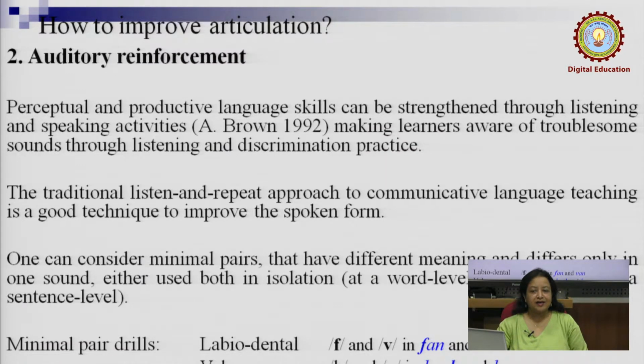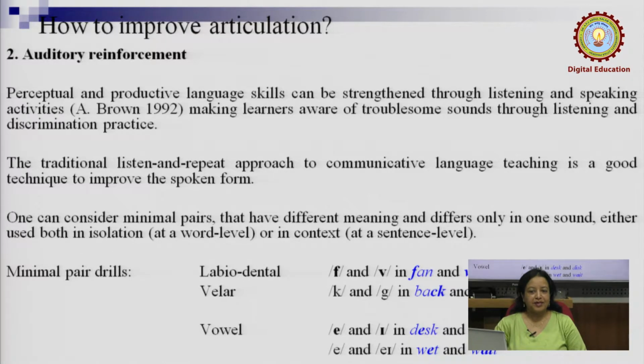How to improve the articulation? The second point is auditory reinforcement. Perceptual and productive language skills can be strengthened through listening and speaking activities, making learners aware of troublesome sounds through listening and discrimination practices. The traditional listen and repeat approach to communicative language teaching is a good technique to improve the spoken form. One can consider minimal pairs that have different meanings and differ only in one sound, used both in isolation at a word level or in context, that is at the sentence level.